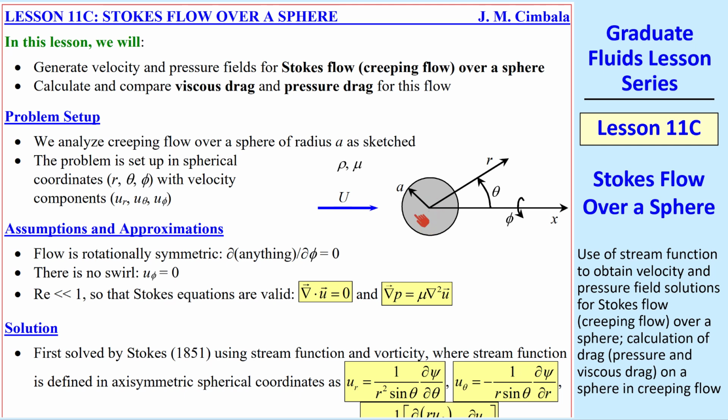Here's the problem setup. We have a sphere of radius a, and we use spherical coordinates r, theta, and phi, with velocity components ur, u theta, and u phi. Free stream velocity is capital U in some fluid with density and viscosity.